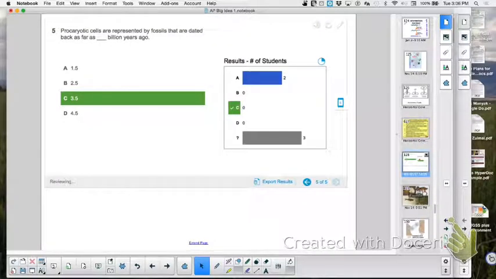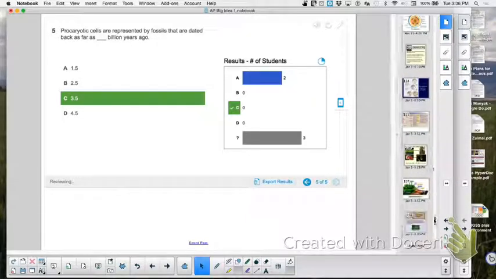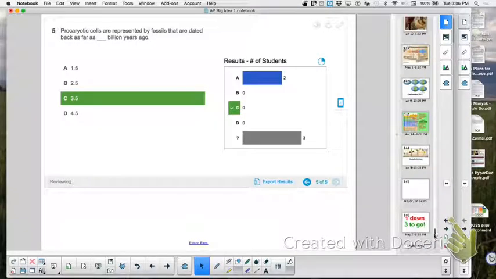Fossils, 3.6. What you're looking at there is eukaryotic cells would be in the ones. Remember? What did Gary do? Oh, can we go back to the other question? Yep, I'm doing it right now. That's those. And then here.